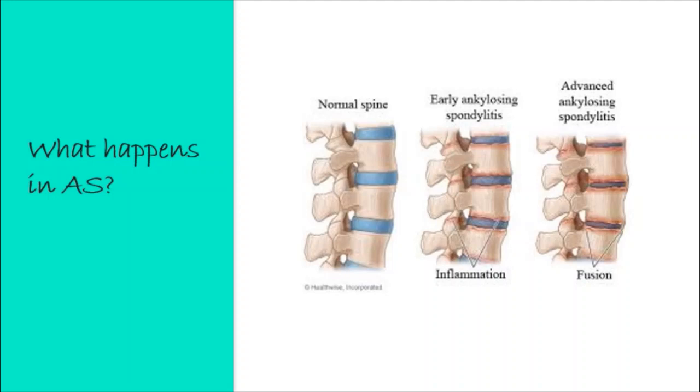So what happens in patients with AS? As we can see in this slide, in a patient who has a normal spine, the movement and mobility of the spine is well preserved. As patients develop early ankylosing spondylitis or AS, there is inflammation within the spine. This inflammation, as it progresses, causes fusion of the vertebrae and therefore reduces the mobility of the spine. This, however, happens over many years and progresses slowly.